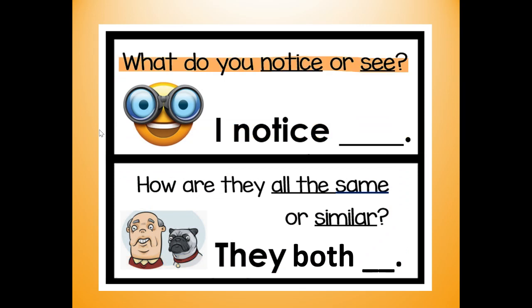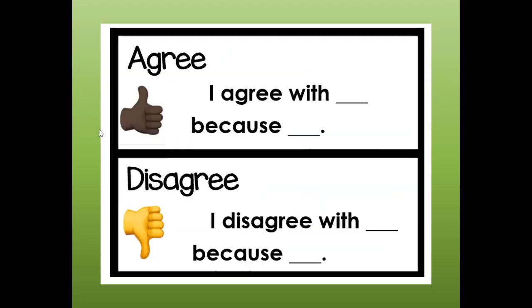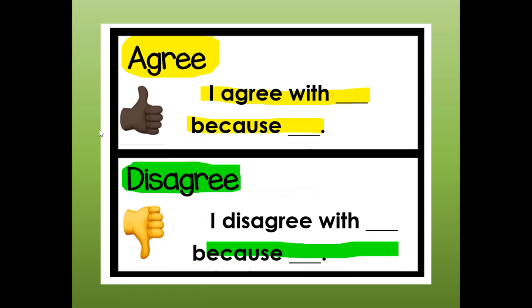For each pair of pictures, I'm going to ask you the same questions. What do you notice or see? And you're going to answer out loud, I notice, and then finish your thinking. And I'm also going to ask you, how are they all the same or similar? And I would say they both. You're going to tell me how the pictures are similar or the same. Then you may opt to agree with me and say, I agree with you, Mrs. Pearson, because, and tell me why, or I disagree with you, and tell me why. I disagree with you because.